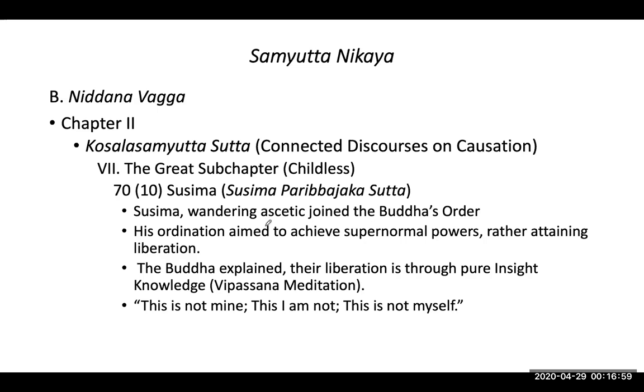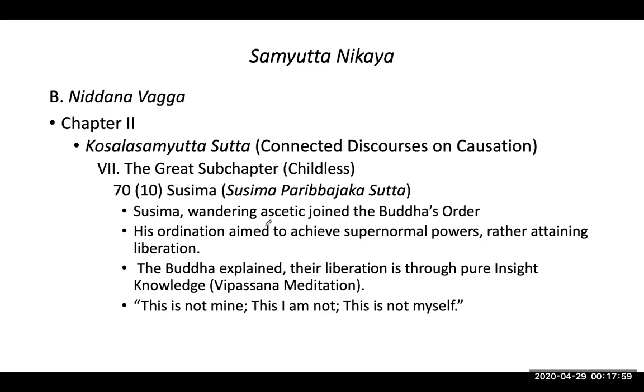So Sushima decided to become a member of the Sangha, but Sushima was highly interested in achieving supernormal powers, such as the divine power of vision, divine power of hearing, or knowing other people's minds, rather than becoming fully liberated. So the wandering ascetic Sushima heard from Venerable Ananda as well as other Buddhist monastics that you can reach a holy life, and in the middle of that you will also attain supernormal powers. But Sushima was more targeted on achieving supernormal power rather than being fully liberated.